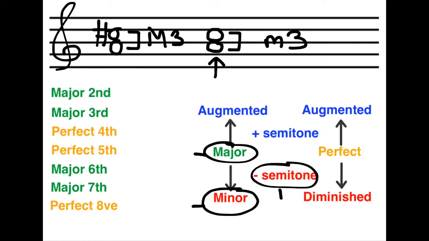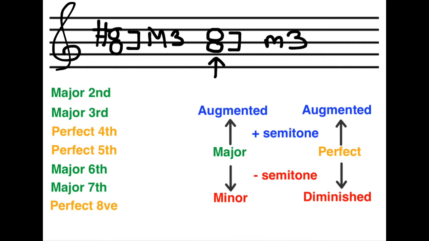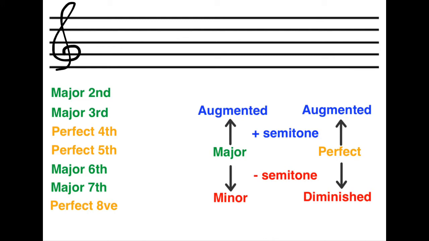I'll try a few more. Let me see, just rub this out. So what happens if we're looking for the distance between B and F? So the very first thing to do is calculate the distance between that B and the F. So B is 1, C is 2, D is 3, E is 4, and that F is a fifth. So we know it's a fifth of some description. Okay. What type of fifth is it?